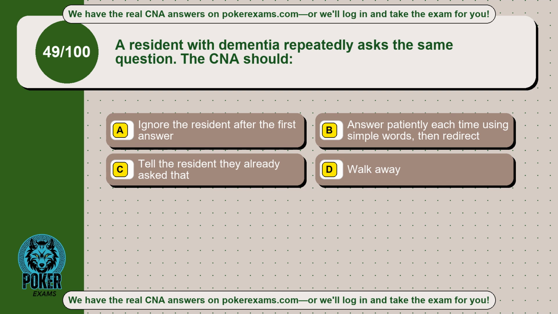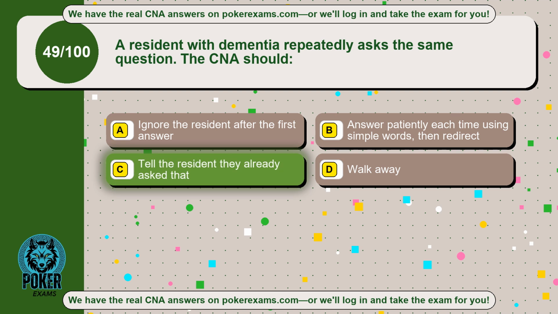Question 49. A resident with dementia repeatedly asks the same question. The CNA should: Option A, ignore the resident after the first answer. Option B, answer patiently each time using simple words, then redirect. Option C, tell the resident they already asked that. Option D, walk away. The correct answer is option C.